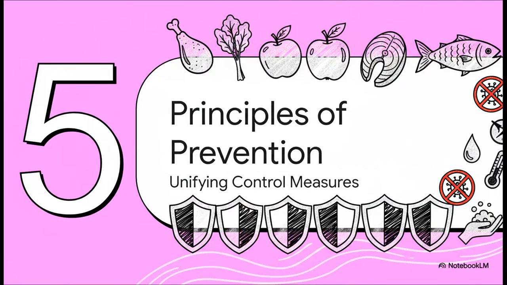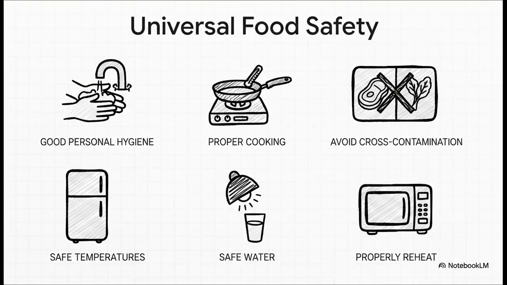Okay, so we've looked at an infection and an intoxication, two very different mechanisms. Let's now synthesize all of this and lay out a set of unifying principles for food safety. These are the fundamentals. They apply broadly, whether you're trying to prevent an infection or an intoxication. Good personal hygiene, proper cooking, avoiding cross-contamination, keeping food at safe temperatures to inhibit microbial growth, using safe ingredients. These are the pillars of food safety in any setting, from your kitchen at home to an industrial food plant.